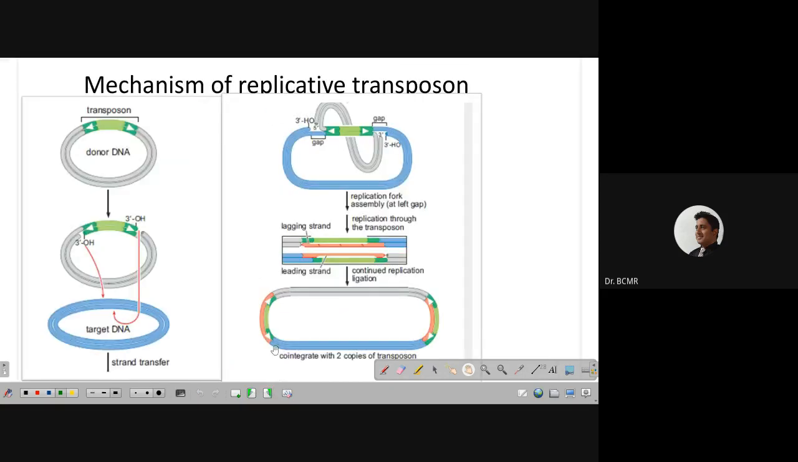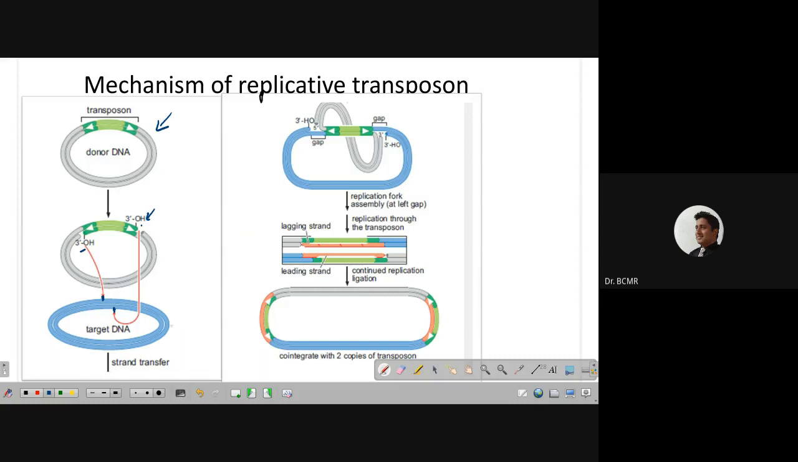So there is also something called the replicative mechanism of a replicative transposon. In this sense, it moves in a slightly different way, or it is associated with replication. So here is a transposon on a DNA molecule, which could bind to the target. It has made only single strand breaks here and here. And those single strand breaks are making a target site or attacking the target site.